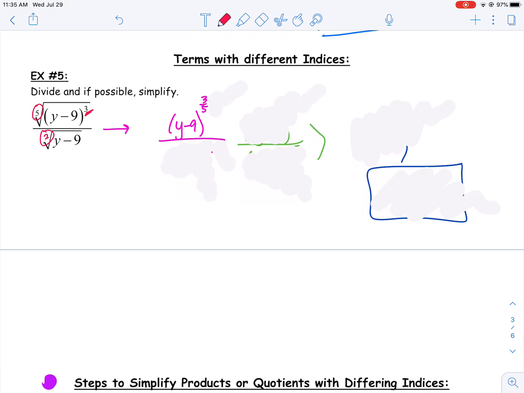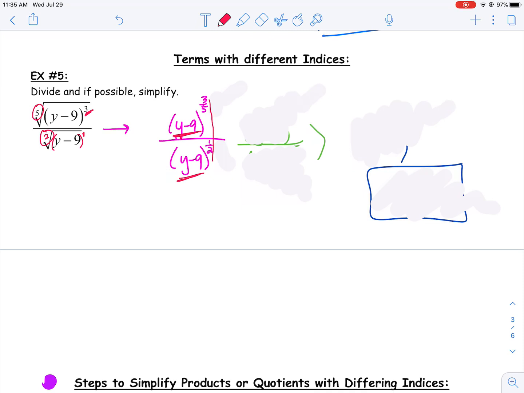Now look at your denominator. Your denominator really has an invisible exponent of a 1 if you want to think of it that way. So if I want to take the square root of y minus 9 to the first power and convert it into rational exponents, then it would really be y minus 9 to the 1/2 power. Now, they both have the same bases. They both are y minus 9s. And do you remember your rules for exponents? That when we divide, we really subtract the exponents?